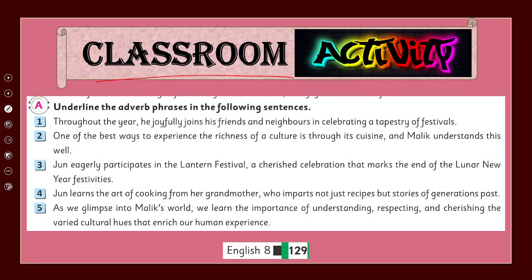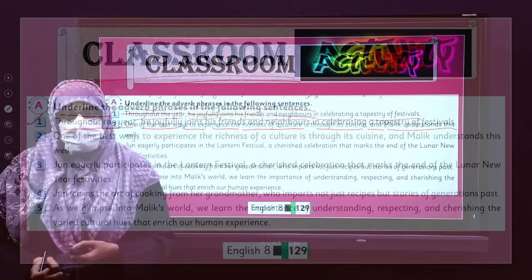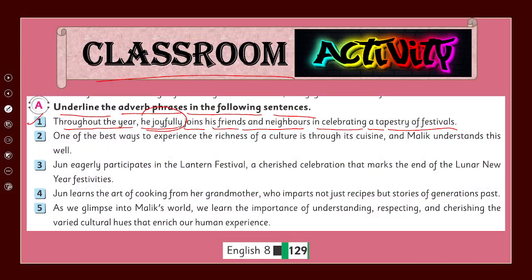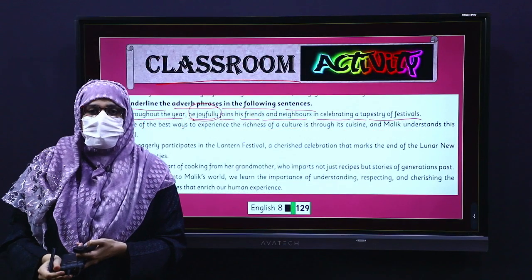Here is your classroom activity. Underline the adverb phrases in the following sentences. Number 1. Throughout the year, he joyfully joins his friends and neighbors in celebrating a tapestry of festivals. Here in this example, you can see that the word joyfully is the adverbial phrase.